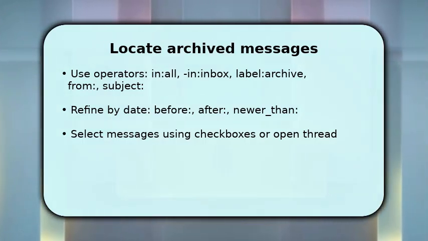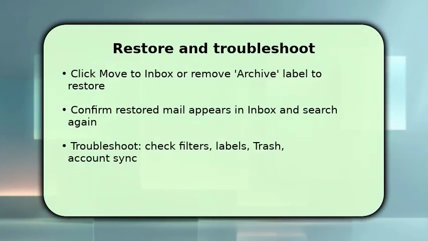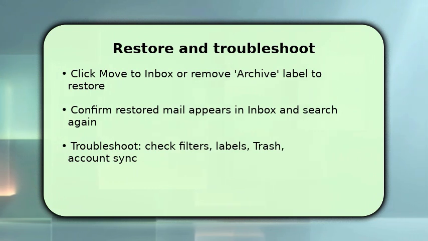To restore, select the message, then click Move to Inbox or remove the Archive label. On mobile, tap the menu and choose Move to Inbox. Once done, confirm items appear in your inbox or search in:inbox to verify.